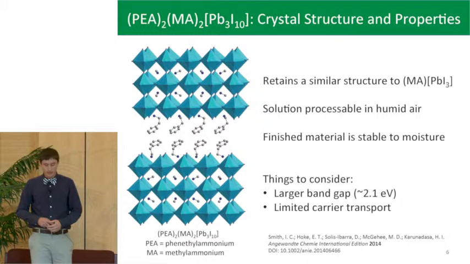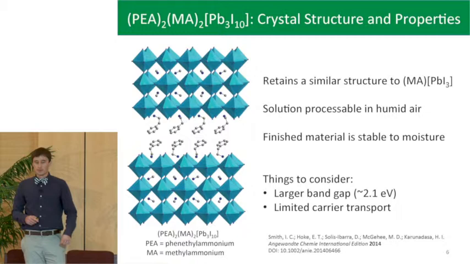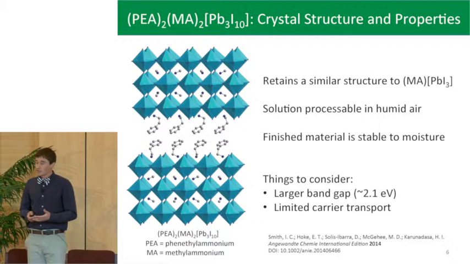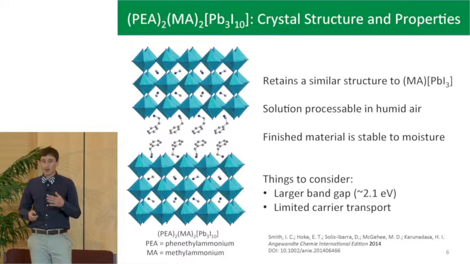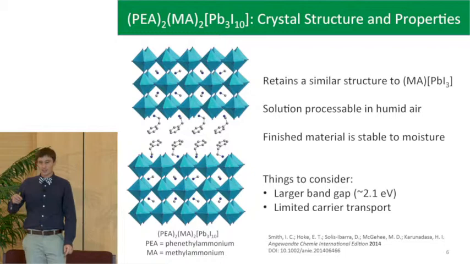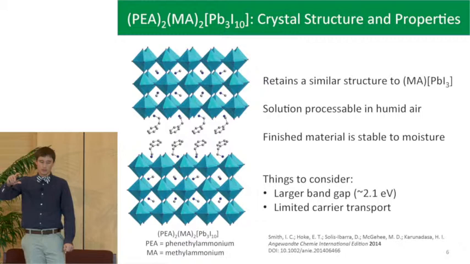But some things to consider, like I said, these layered materials have larger band gaps, which means you're absorbing less of the spectrum. We think this material might actually be better for a tandem device. And then another thing that we hope to address in the future is the possibility of limited carrier transport, mostly in the vertical direction in that figure. You can imagine it might be hard for a carrier to hop from one sheet of lead iodide octahedra down to the next.